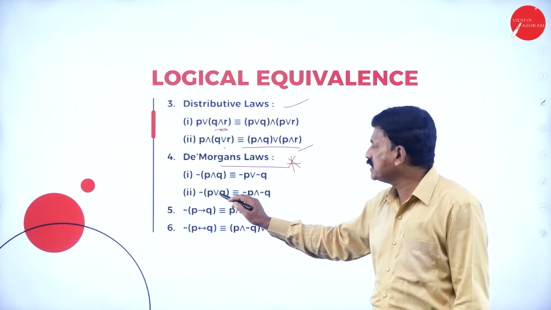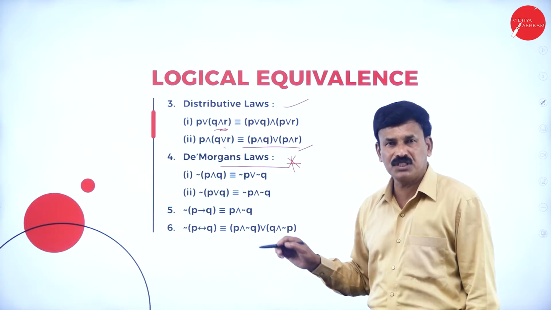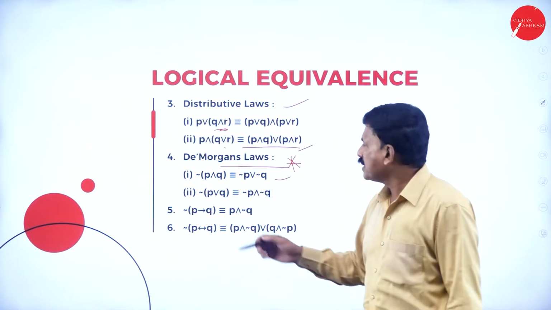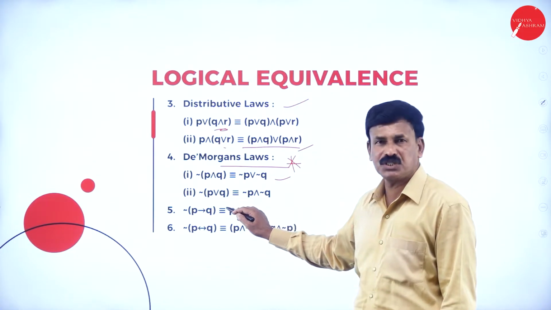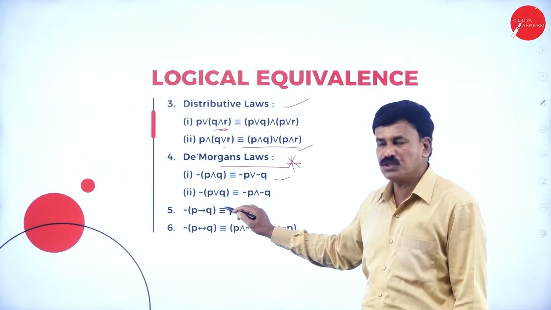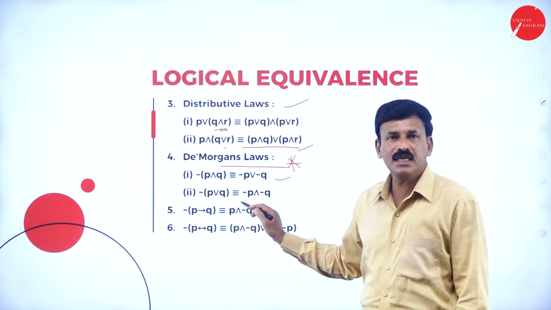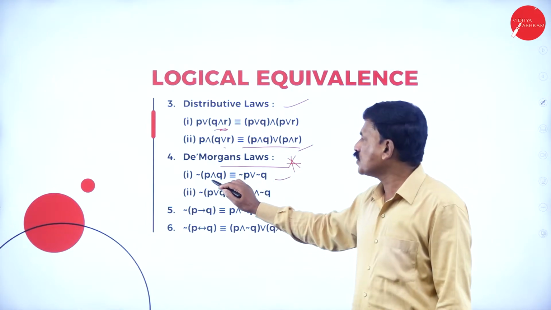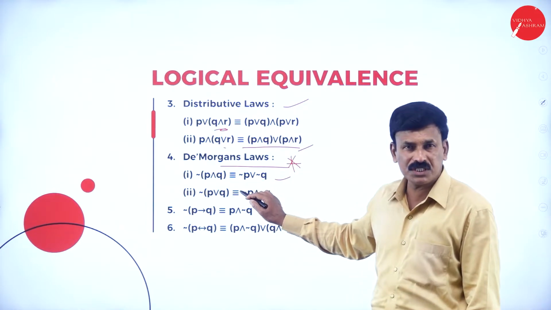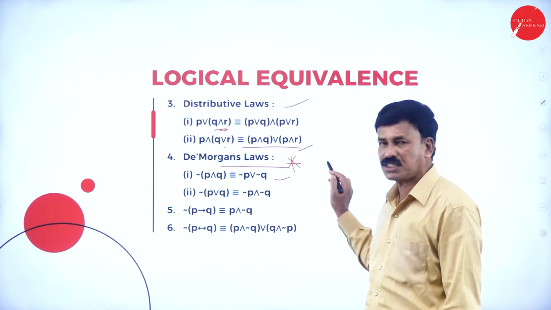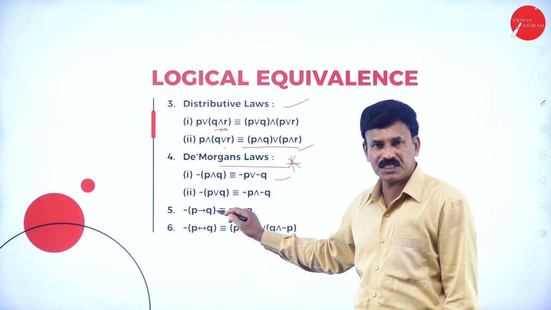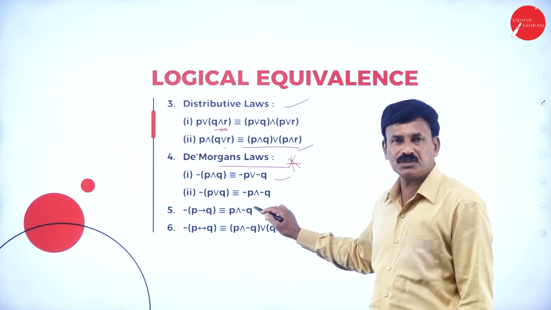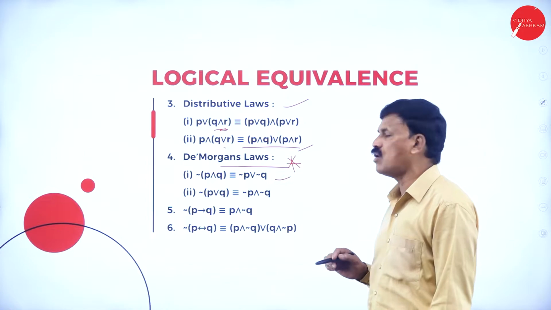Negation of P conjunction Q is logically equivalent to negation P disjunction negation Q. Similarly, negation of P disjunction Q is logically equivalent to negation P conjunction negation Q. This is very, very important.